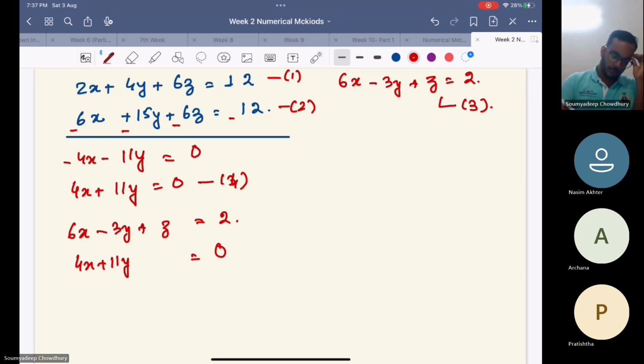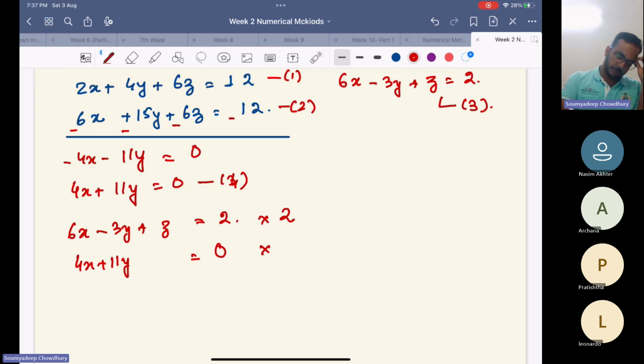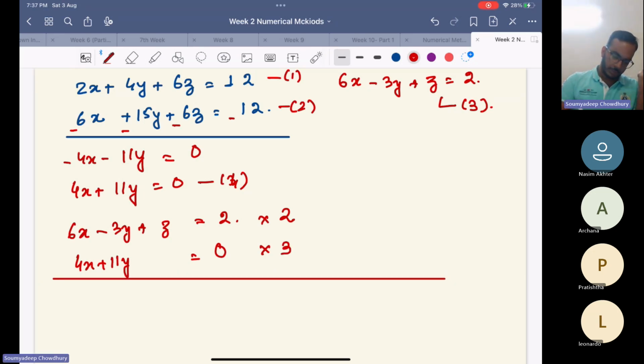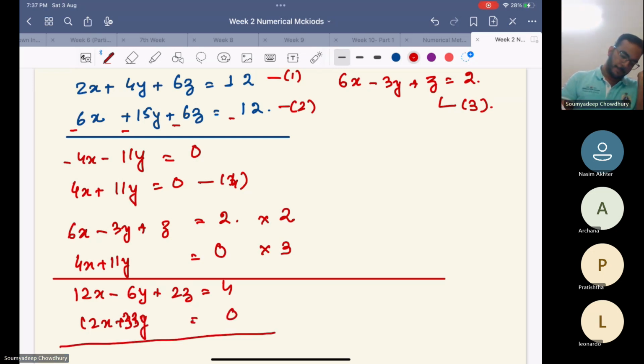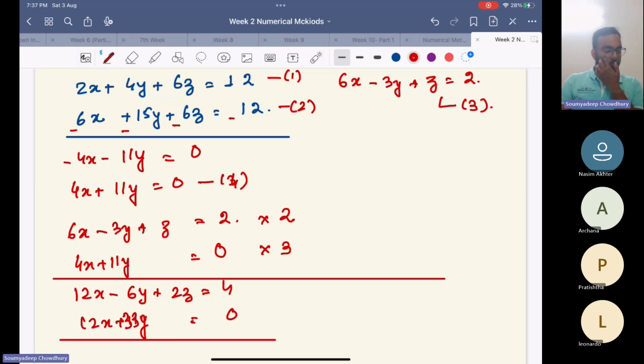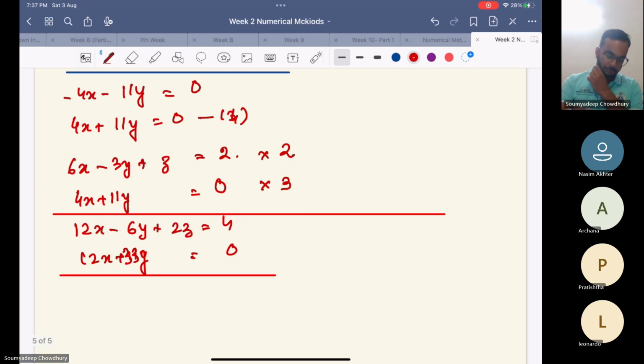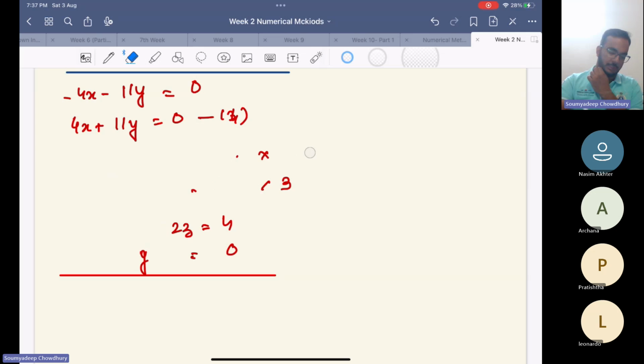If I multiply this by 2 and this by 3, what I will get is 12x minus 6y plus 2z equals 4, and 12x plus 33y equals 0. Okay, so these equations I have taken randomly. I think there is no solution for these equations. So basically, this is the understanding thing. I'll get back. These equations I think don't have a solution, so that's why I'm not getting it properly.